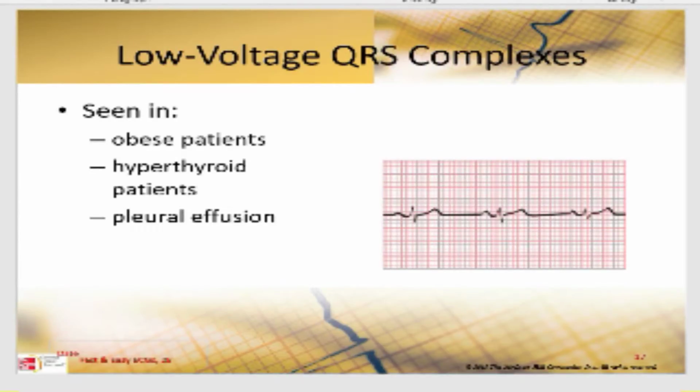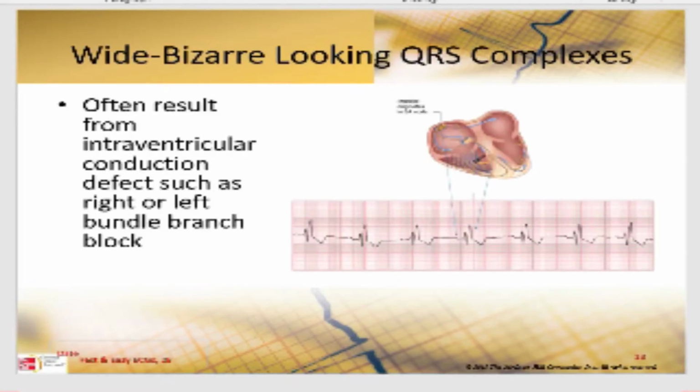You can have low voltage QRSs. If you have an obese patient, their EKGs may look like this. Their QRSs may be very low voltage, kind of spread out. Hyperthyroid patients can cause that, or even a pleural effusion, and that's a respiratory problem that you need to look up and know what they look like. You may end up with a wide or a bizarre looking QRS, and that's usually from a conduction problem in the ventricles. A right or a left bundle branch block will give you a wide QRS.